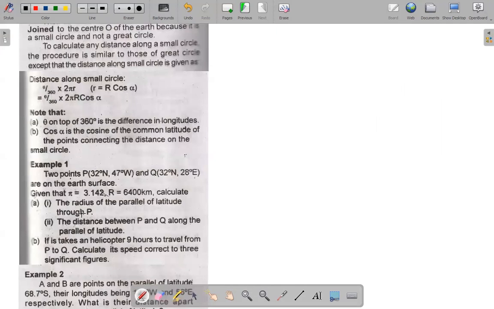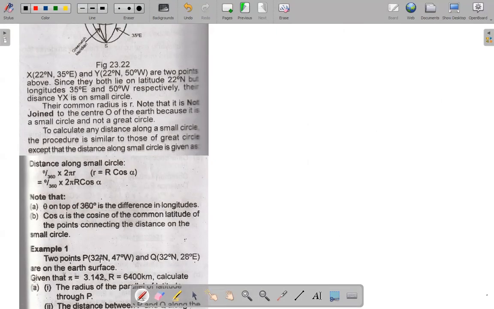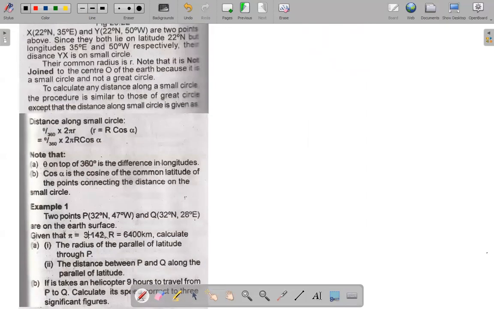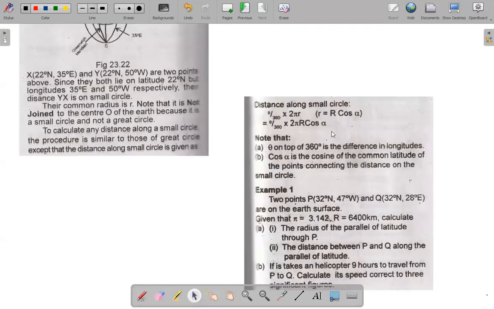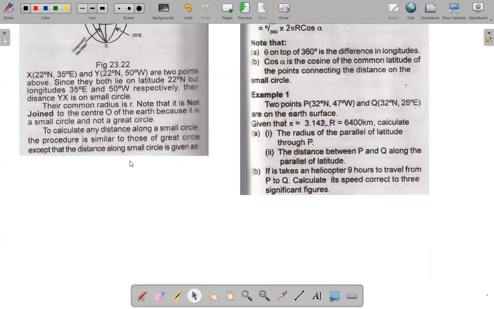Let's take some examples. P and Q. P is on latitude 32 degrees north, longitude 47 degrees west, while Q is latitude 32 degrees north, longitude 28 degrees east, on the Earth's surface. Given that pi is 3.142 and R is 6,400 kilometers, calculate A, the radius of the parallel of latitude through P. Then B, the distance between P and Q along the parallel of latitude. C, if it takes a helicopter 9 hours to travel from P to Q, calculate its speed correct to 3 significant figures. Let's move the question up here so we can look at it.